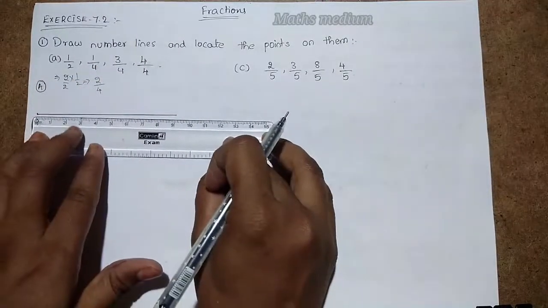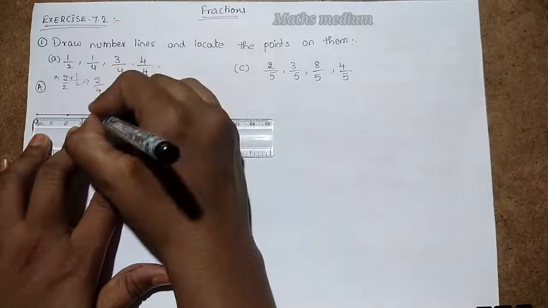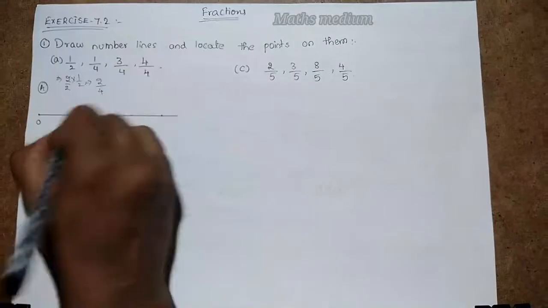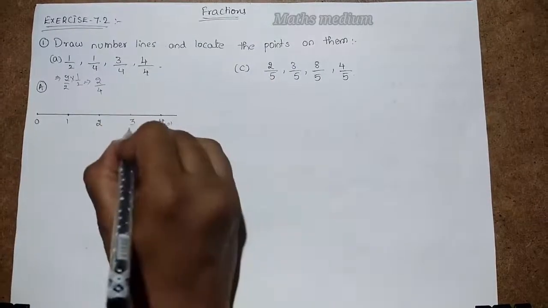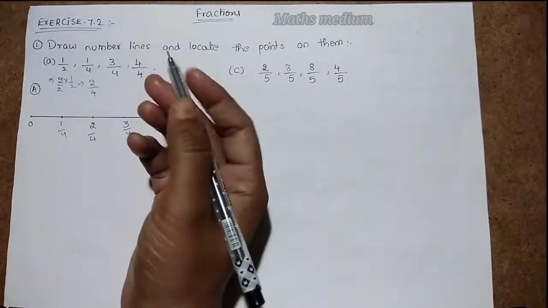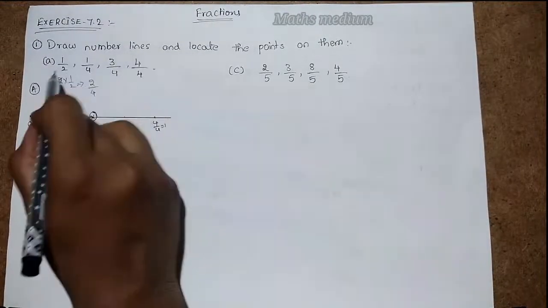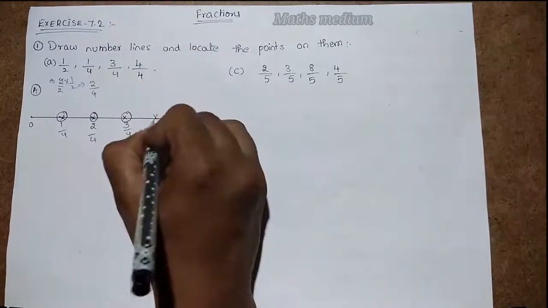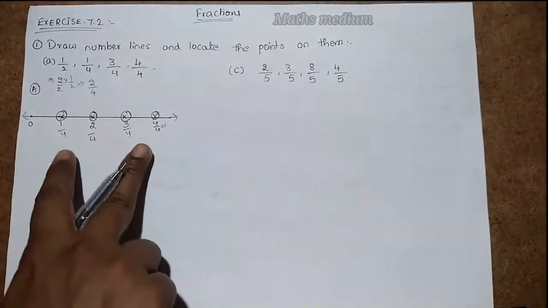So now represent in a number line. I am taking each 2 centimeters as 1. So let it be 1, 2, 3, 4. So 4 by 4 is equal to 1. 3 by 4, this is 2 by 4 and this is 1 by 4. Here, see here 2 by 4, this is the representation, and this is 1 by 4, and this is 3 by 4, and this is 4 by 4. So this is the representation on a number line for the given question.